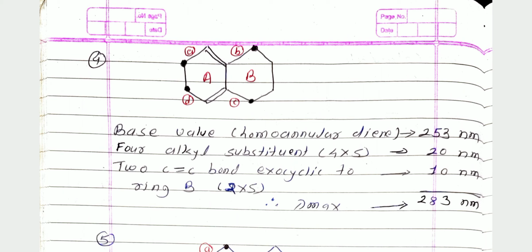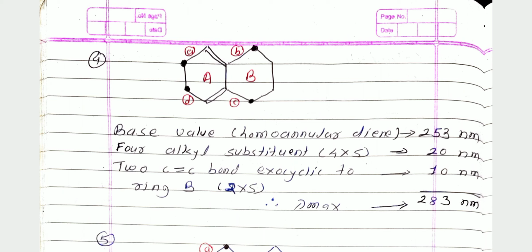There are 4 dots, 2 dots present in ring A and 2 dots present in ring B. Means in homoannular diene, these 4 carbon atoms are attached to another 4 carbon atoms. Also the alkyl substituent is part of the ring. Therefore, 4 alkyl substituents are present, and one alkyl substituent value is 5. Therefore, 4 into 5 value is 20 nanometer.